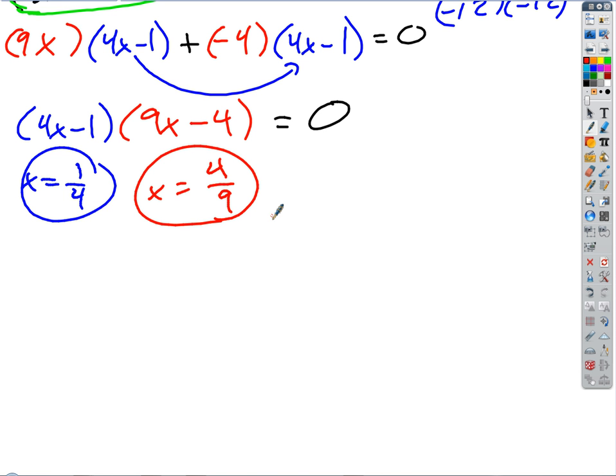Let's look at the red one. If I set 9x minus 4 equal to 0, I'm just solving for x. So I add 4 and divide by 9. Really you can just look at these and imagine a 0 over there. I'm just going to add the 4 and divide by 9. You can do that in your head. Questions on that? So far so good.